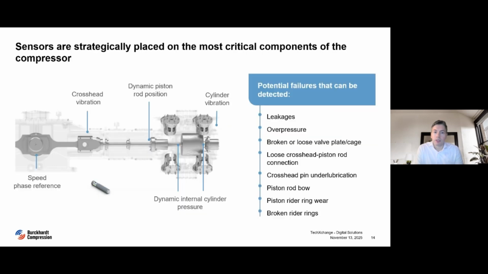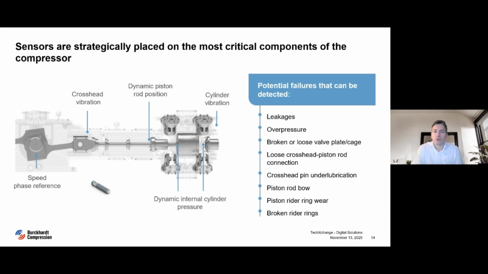The sensor setup depends on the compressor type and its typical failure modes. With a fully equipped system, UpDetect can identify a really wide range of issues. For example, in the cylinder, we can detect leakage or overpressure, but we can also identify component looseness, for example, between the crosshead and the piston rod. But as well, we can detect wear or breakage of rider rings.